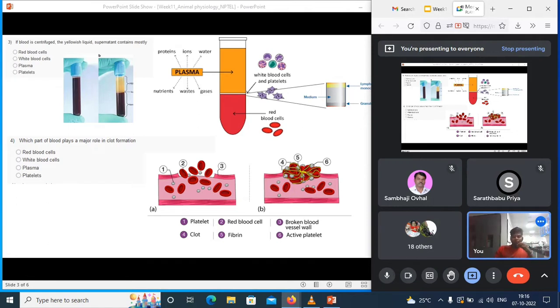Now let me ask you one simple question. Suppose I collect blood samples and keep them without centrifuging, just at room temperature. Will you find this kind of structure? Anybody? What will happen to the blood if you just collect it and keep it somewhere? Will you be able to see plasma without doing centrifugation?